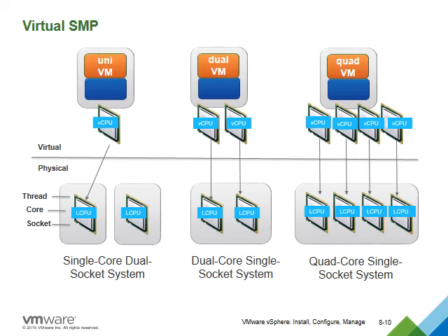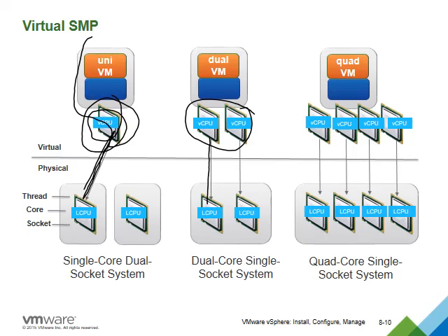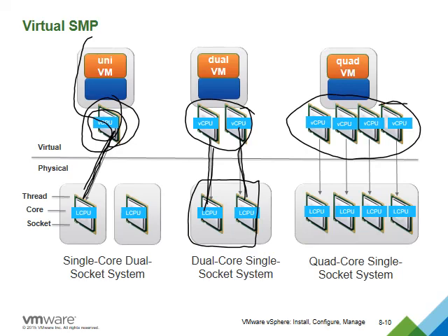On the slide, the first system right here is a single core dual socket system that has 2 cores and so 2 logical CPUs. So here we give this virtual machine 1 CPU and it will schedule 1 logical CPU. This one has dual virtual CPUs, and you see it scheduling it on the hardware in a 1-to-1 correlation. Now, as we can see here, we have 4, and it's scheduling each one to each logical CPU.